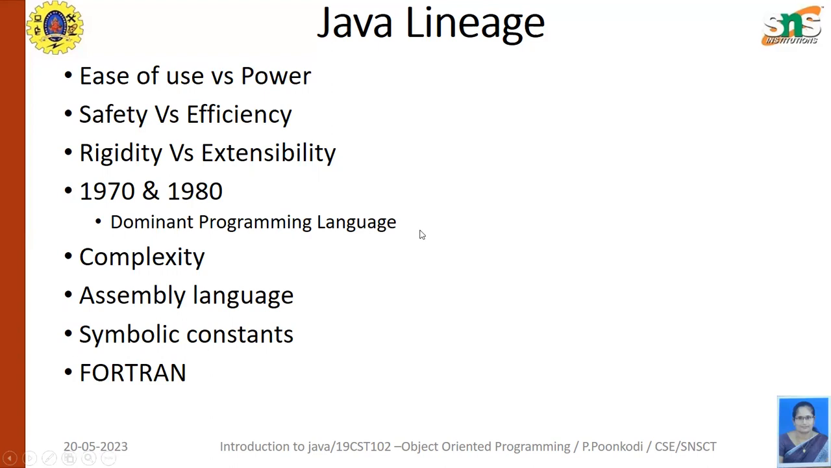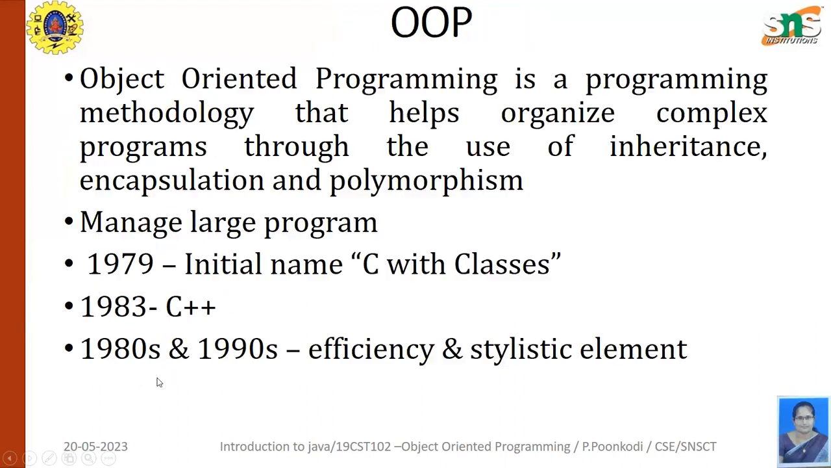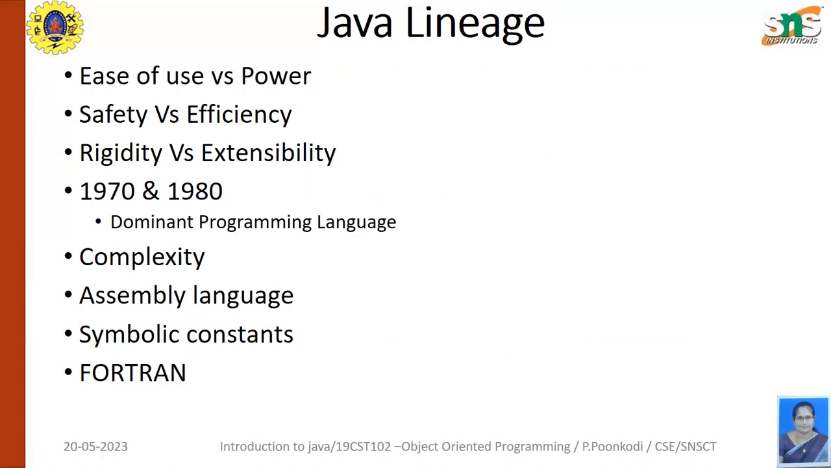The Java programming language uses the object-oriented programming concept. In object-oriented programming languages, large programs get divided into smaller modules. Before the C programming language, they used assembly language and symbolic constants. Assembly language is used with machine level instruction codes, where instruction sets perform the operations. After that, Fortran was introduced, and Fortran also used assembly languages along with symbolic constants.